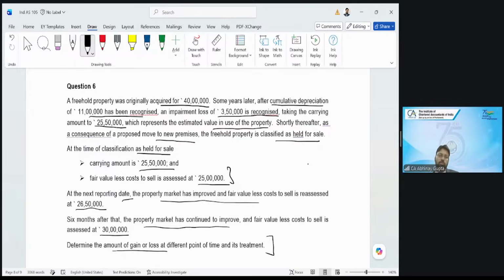So I'm just giving you 3-4 minutes quickly to read the question again on your own, draft your responses for each of these dates and come up with the accounting treatment. We will discuss the solution then once you are done.